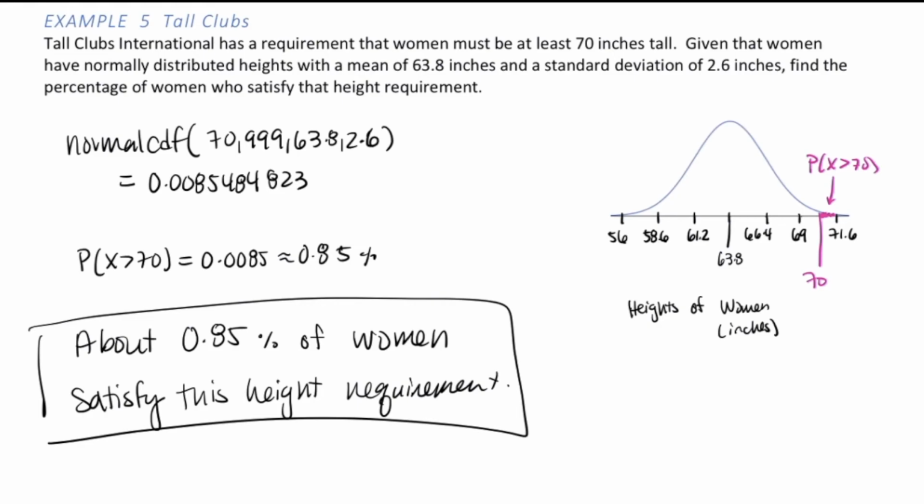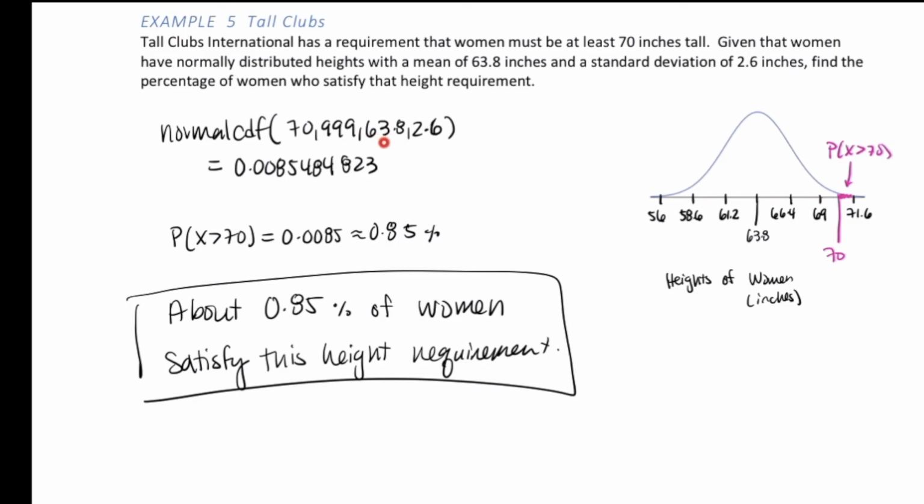Your paper should look like this. If you notice, I have my mean here, and I've added 1 standard deviation 3 times on the right, and I've subtracted 1 standard deviation 3 times on the left. This is labeled with heights of women in inches. We use normal CDF to find this probability, to find this area in this tail here, starting at 70. Our mean is 63.8. Our standard deviation is 2.6. Your calculator should give you this value. So the probability of x being greater than 70 is about 0.0085 or about 0.85%, so less than 1%. About 0.85% of women satisfy this height requirement. This concludes the lecture for section 6.2.